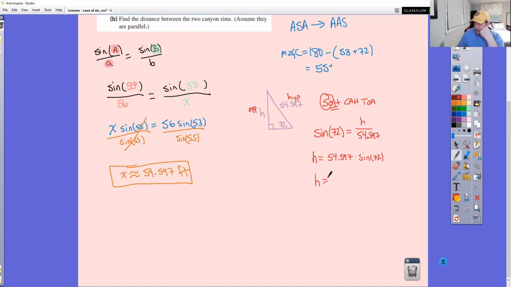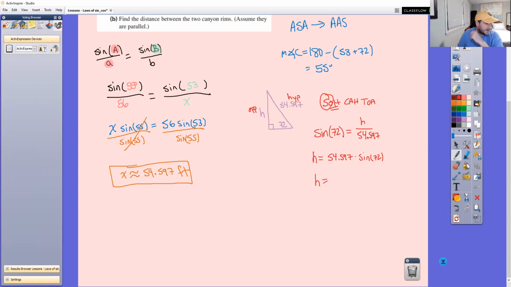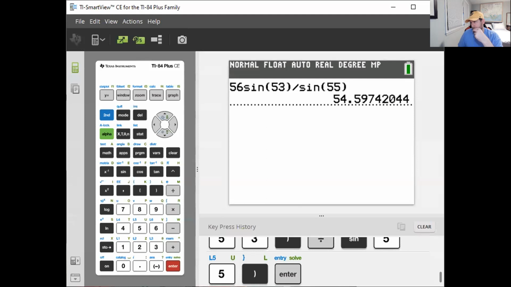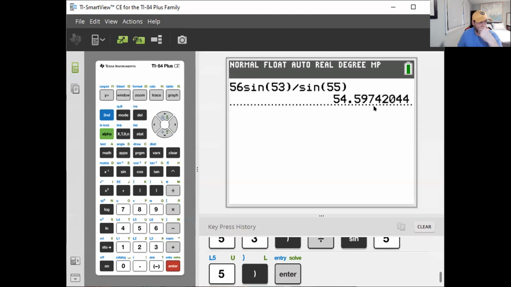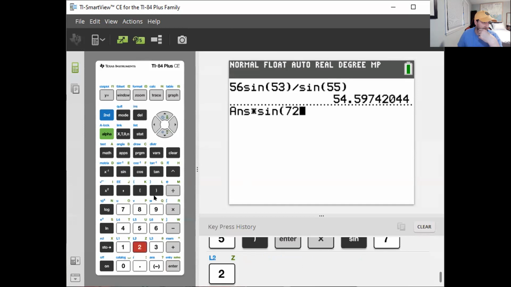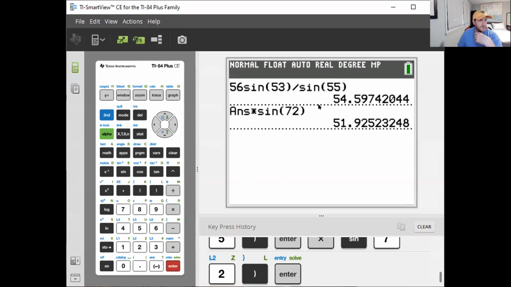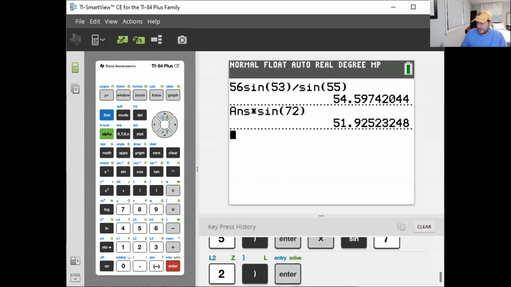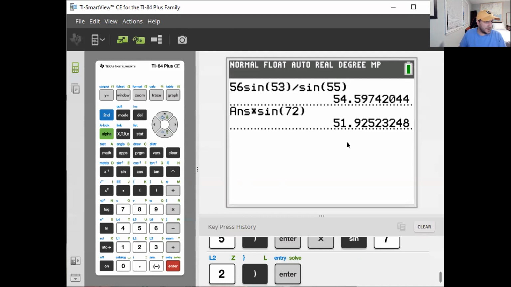So h equals, okay, again, a little bit of calculator savviness. Get in your calculator, notice that this value is still sitting in your calculator waiting for you. So literally just type times so that you get the answer, and then type in the sine of 72. And in this way, you haven't lost any accuracy whatsoever. You're using the full decimal expansion of that previous answer. You're not just using the 54.597 that we rounded it off to before. So in this way, you'll get 51.925.